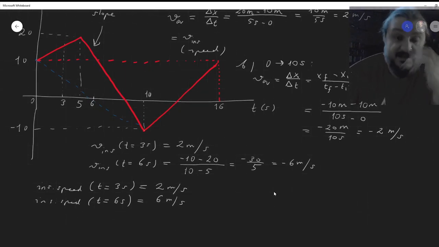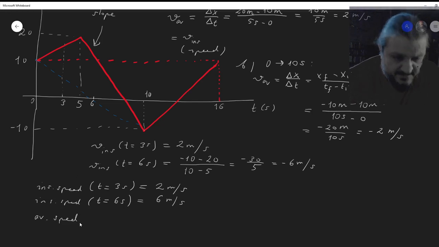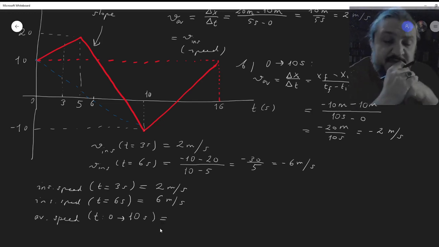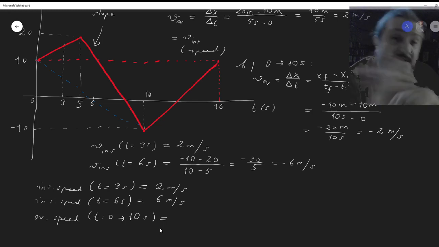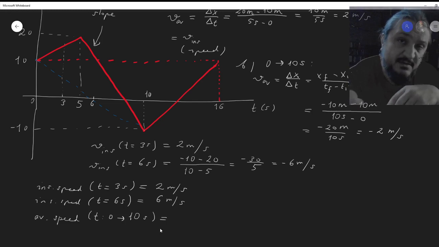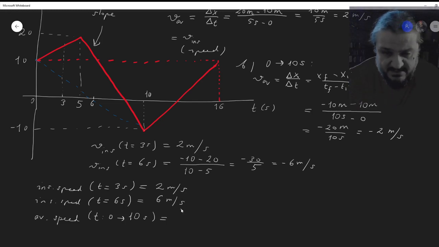So what is left? Average speed. Let's find the average speed now. The average speed in an interval, of course, from t equals 0 to 10 seconds. Well, this will not be the displacement divided by time. It will be the total distance traveled over time.